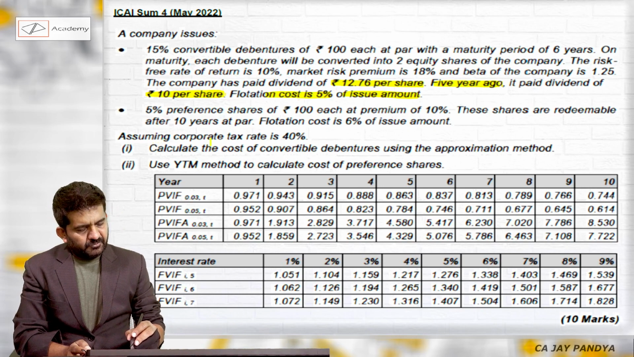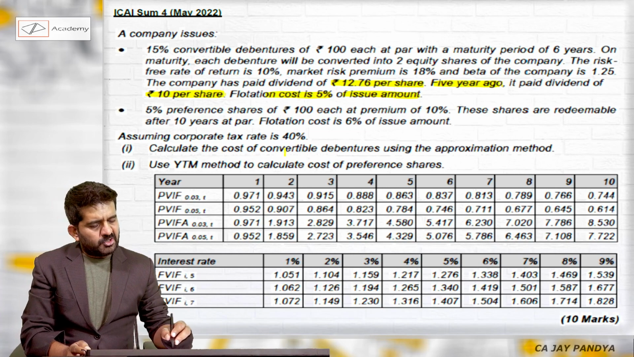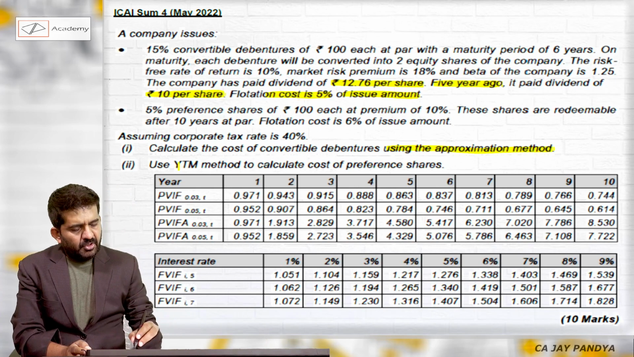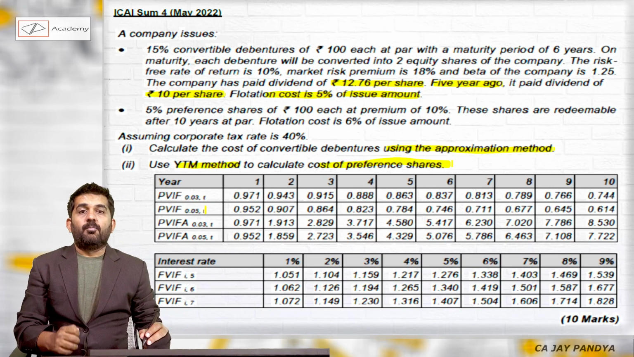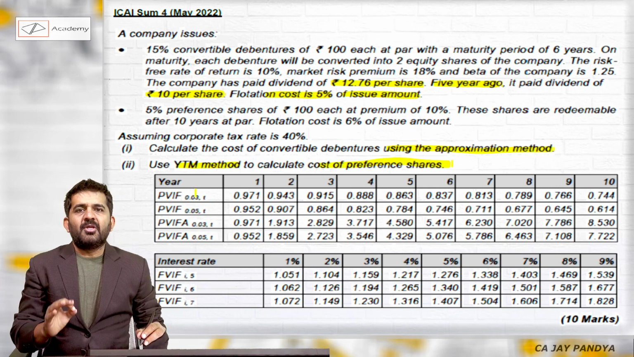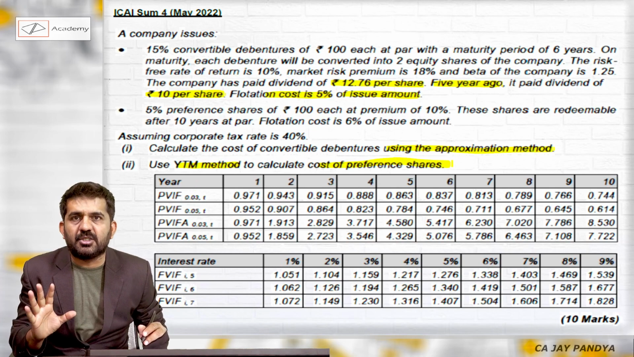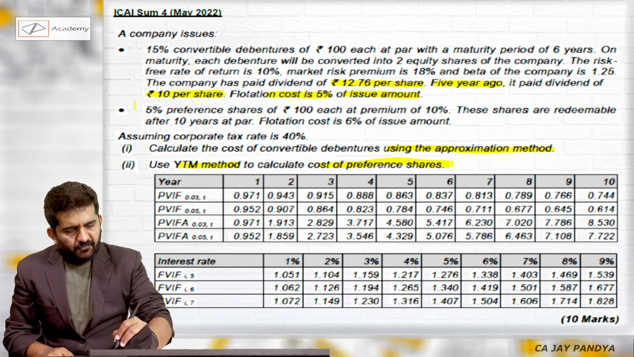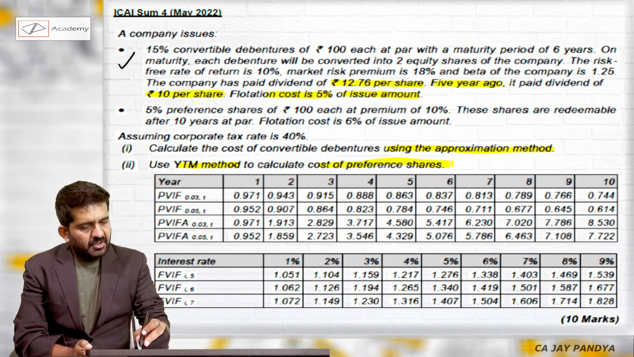Assuming corporate tax rate of 40%, calculate the cost of convertible debentures using approximation method, YTM method to calculate cost of preference shares. So both methods are covered under this question. Also, the concept of time value of money, valuation of security, each and everything is covered as far as this question of cost of capital is concerned.